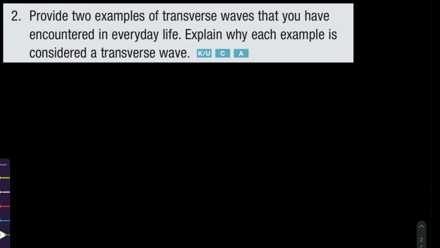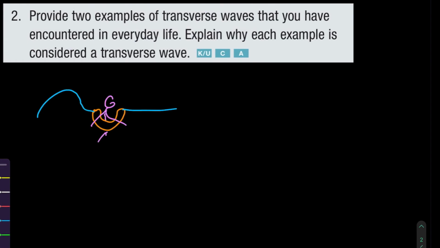So the plane just went by. I was able to hear it because of sound waves. Sound waves are actually longitudinal, so that wouldn't be a good example. So for transverse, we can think of other examples, and a good example is if you think of a lifeboat.